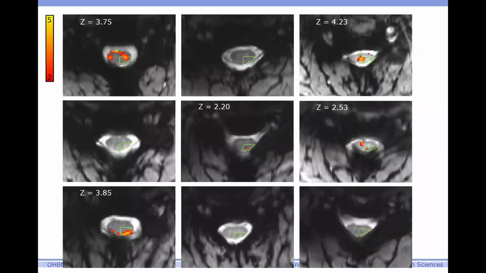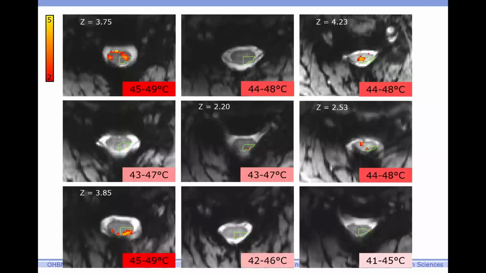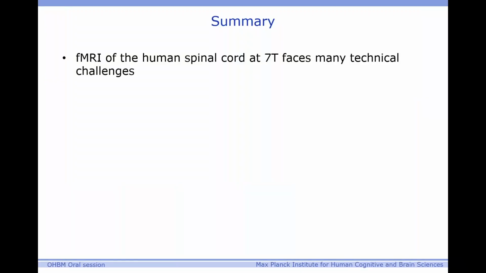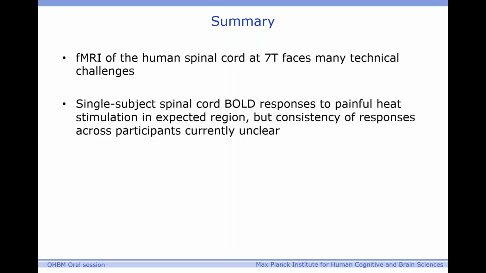Data quality in terms of SNR, tSNR is quite comparable, so that's not the point here. We actually noticed that in some of these, we used lower temperatures. So this could be a reason for this discrepancy, but of course it's preliminary data here. I hope I could show you that fMRI of the human spinal cord at 7T still faces many technical challenges, but we are now at the point where we can actually see single subject BOLD responses to painful heat stimulation. But of course, now we have to investigate where these inconsistencies come from across the different participants, and how we can improve that.